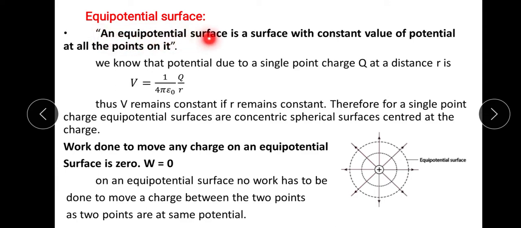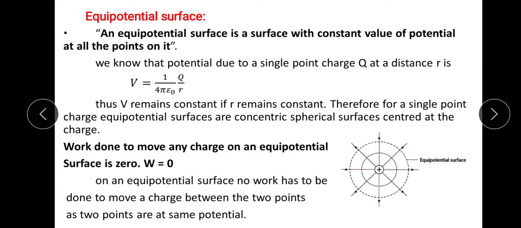An equipotential surface is a surface with constant value of potential at all the points on it. I will read it again. An equipotential surface is a surface with constant value of potential, or same value of potential, at all the points on it. That's the definition of equipotential surface.